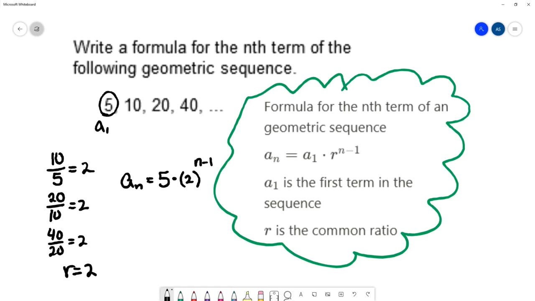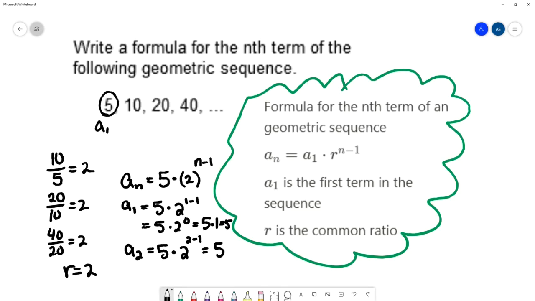And then we can test it out so that we can feel comfortable and confident that this is the right sequence. a sub 1 would be 5 times 2 to the 1 minus 1. That's 5 times 2 to the 0. 5 times 1 is 5, so we got the correct first term of the sequence. The second term is 5 times 2 to the 2 minus 1. That's 5 times 2 to the first power. 5 times 2 is 10.